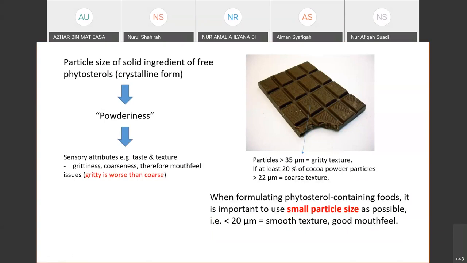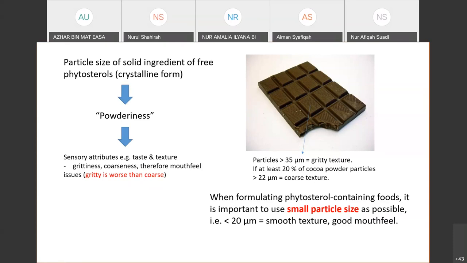If you choose the high particle size, 300 micron, that will give you a gritty texture, like eating insoluble sugar. And gritty is worse than coarse. You have a mouthfeel issue. You don't enjoy the chocolate anymore.